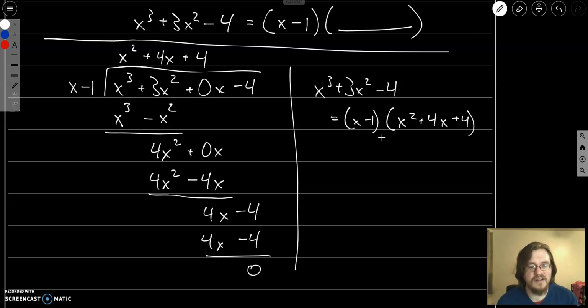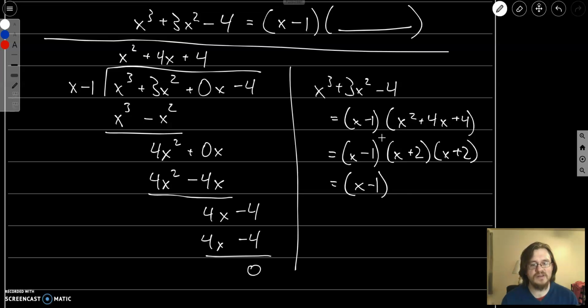We're nearly there. Last step, I can factor this guy right away. This is just a quadratic expression, and it's easily factorable. It is x plus 2 times x plus 2. Again, 2 times 2 is 4, but 2 plus 2 is also 4. So when I write this down, I see that we have x minus 1 times x plus 2 squared. So I have just factored x cubed plus 3x squared minus 4.